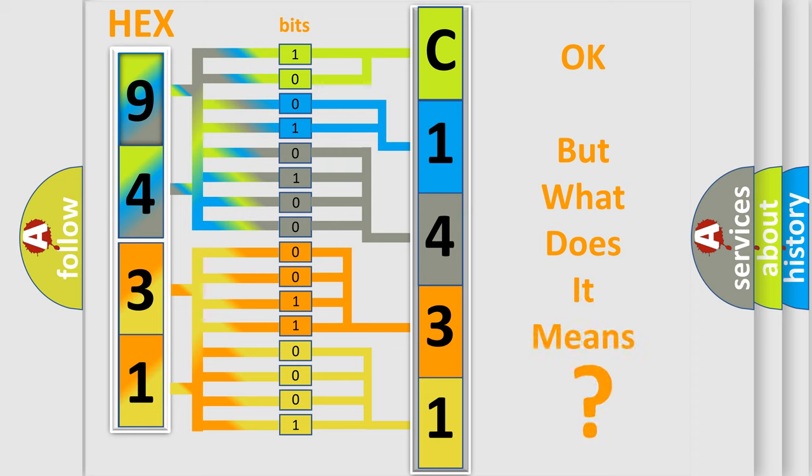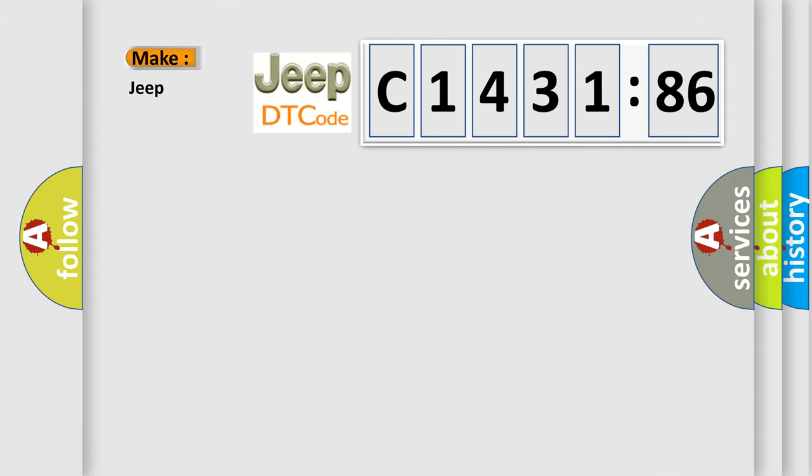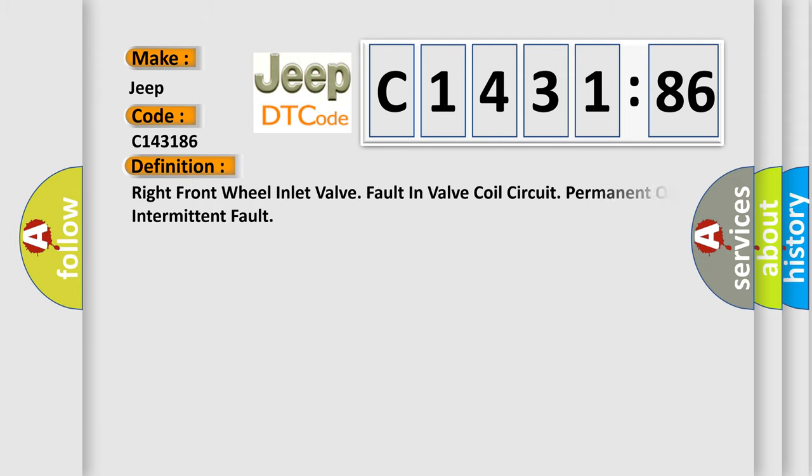The number itself does not make sense to us if we cannot assign information to what it actually expresses. So, what does the Diagnostic Trouble Code C1431-86 interpret specifically for Jeep car manufacturers? The basic definition is: right front wheel inlet valve fault in valve coil circuit, permanent or intermittent fault. And now this is a short description of this DTC code.